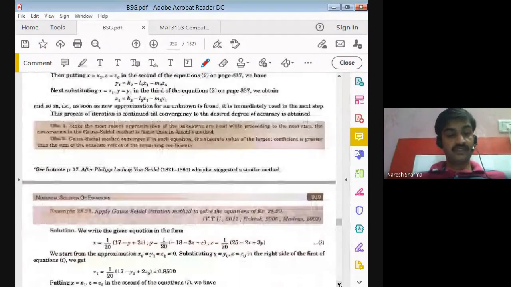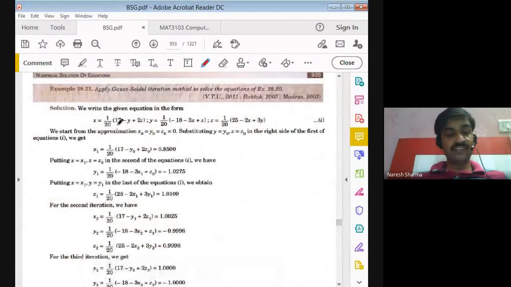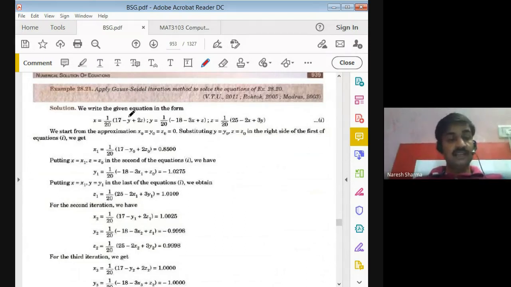So the same example we took previously, in which x is 1/20 (17 minus y plus 2z), y is 1/20 (minus 18 minus 3x plus y), and z is 1/20 (25 minus 2x plus 3y). In the Jacobi method, we put x naught, y naught, z naught as 0 on the right-hand side to get the values of x, y, z. But here we assume these are 0 in x only.